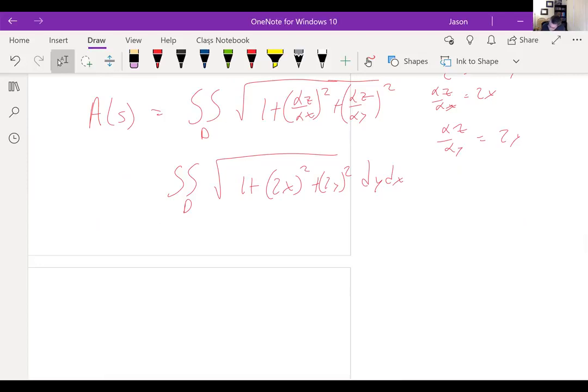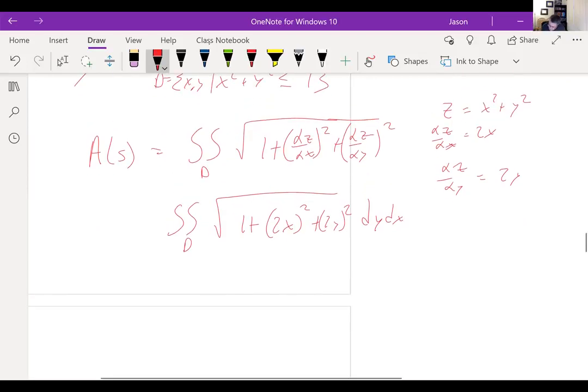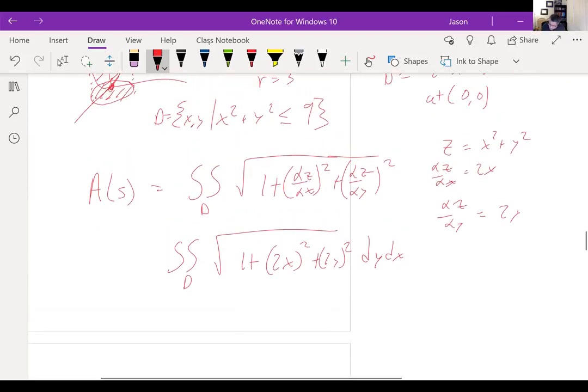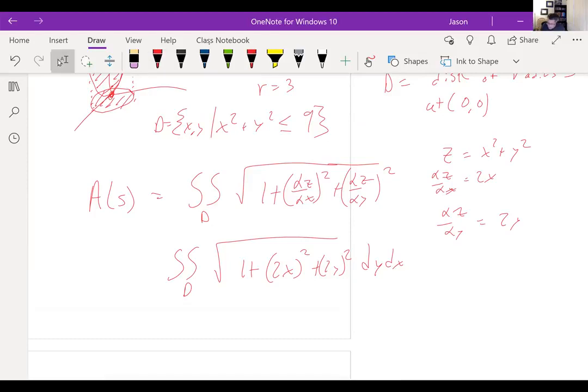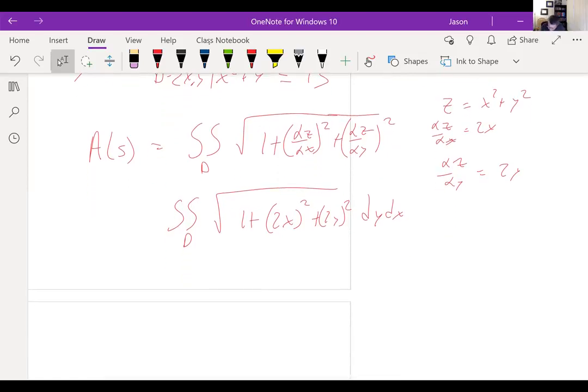However, notice what the domain is. The domain is a circle, right? So we will want to change this to polar coordinates. Let's let x equal r cosine theta and y equal r sine theta.